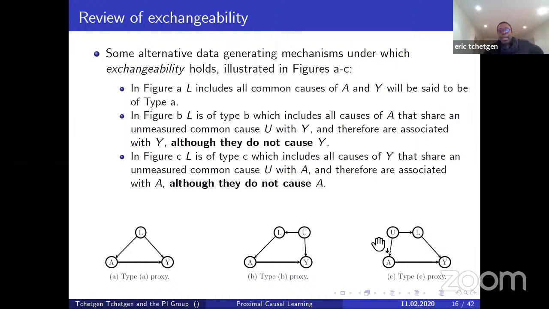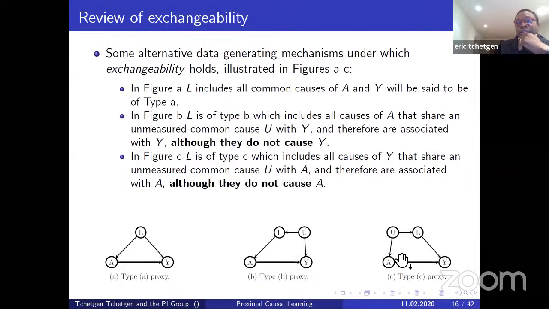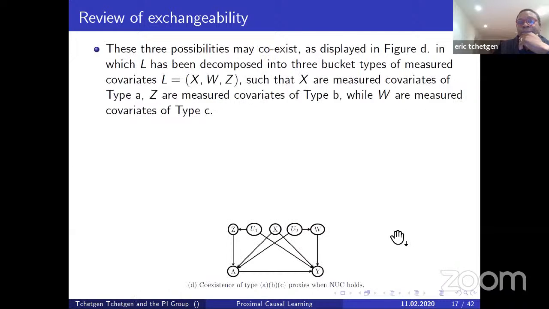In figure C, L is of type C, which includes all causes of Y that share an unmeasured common cause with A, and are therefore associated with A, although they do not cause A. So this is kind of the mirror of this. L are causes of Y. They're not causes of A, but they share an unmeasured common cause with A.